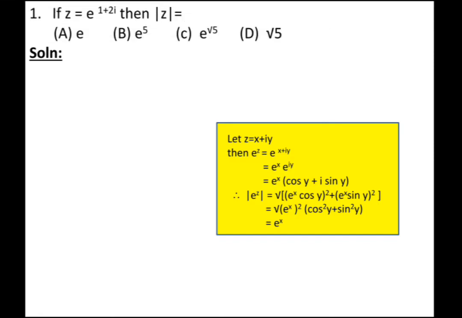Here given that z equal to e raised to 1 plus 2i, then mode z is actually mode e raised to 1 plus 2i. So by this result, mode e raised to 1 plus 2i is actually e raised to 1. So this is equal to e. So here option A is the correct answer.